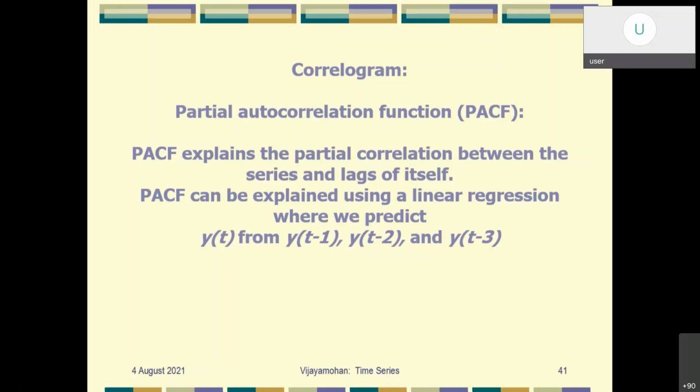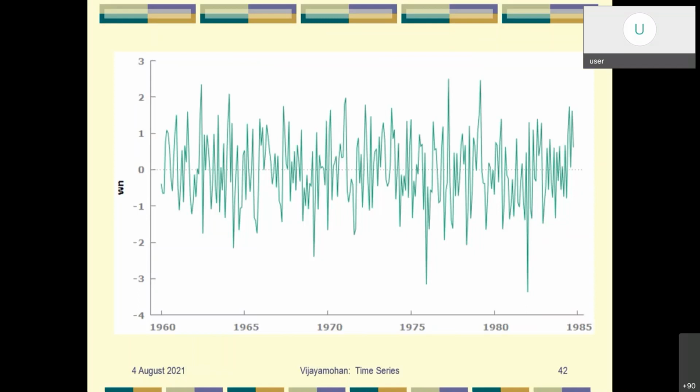Now, I shall give you the diagrammatic representation of these correlograms, ACF and PACF, for some processes. Now see, we know this is a stationary process. Actually, this is a white noise process. So for a white noise process, what is the nature of the ACF and PACF? That is what we are going to find out. This time series plot I have taken in gretl. So in the afternoon I shall show you how we get this. So this is the time series plot of a white noise process. Then what are the correlograms, ACF and PACF, of a white noise process?